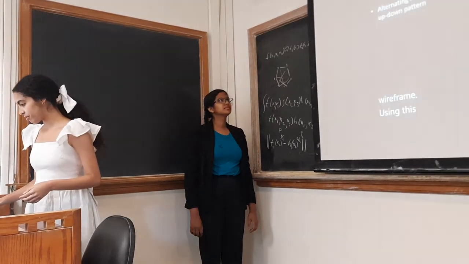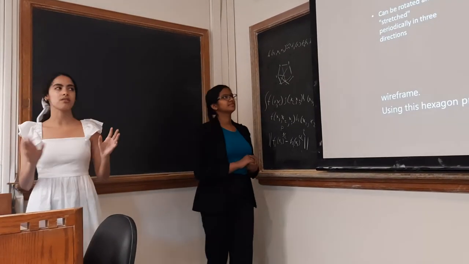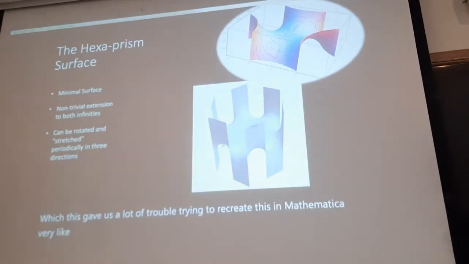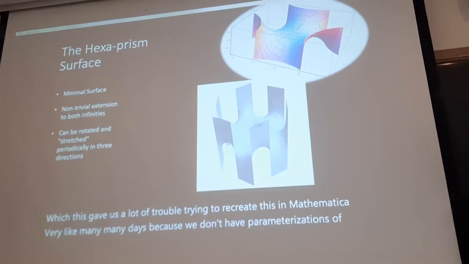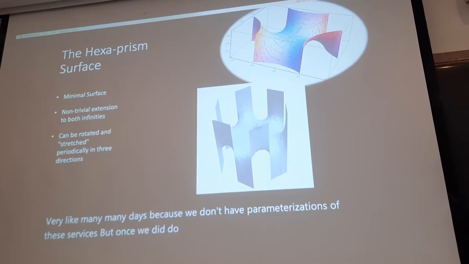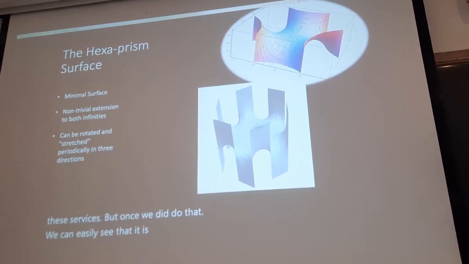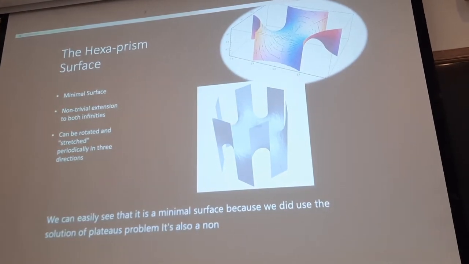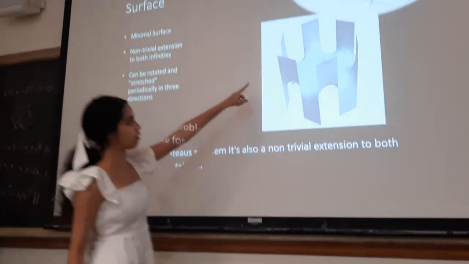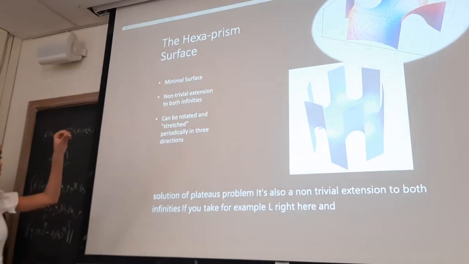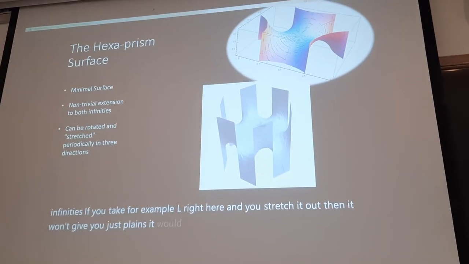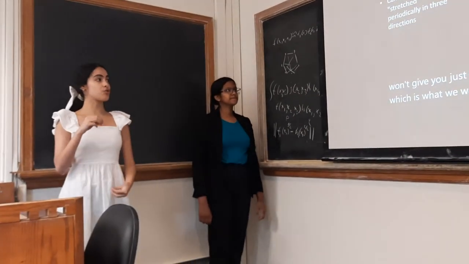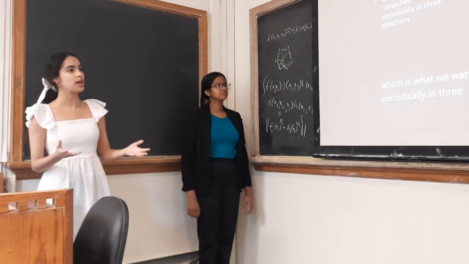Using this hexaprism wireframe, which gave us a lot of trouble trying to recreate in Mathematica, many days, because we don't have parametrizations of these surfaces. But once we did do that, we can easily see that it is a minimal surface because we did use the solution of Plateau's problem. It's also a non-trivial extension to both infinities. If you take, for example, L right here, and you stretch it out, then it won't give you just planes. It would give you something very interesting, which is what we want. And also, it can be rotated, and like I said, stretched periodically in three directions, which makes it periodic.